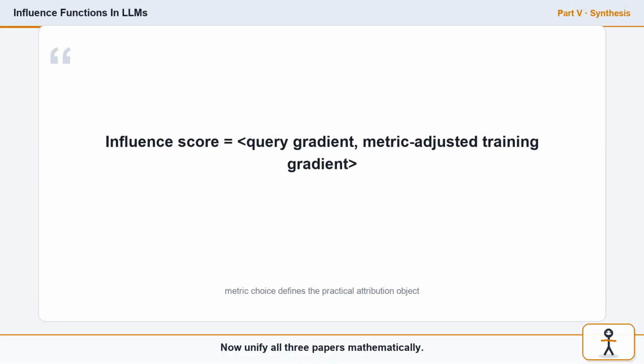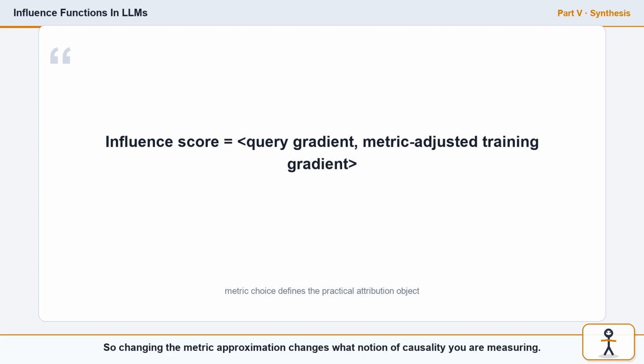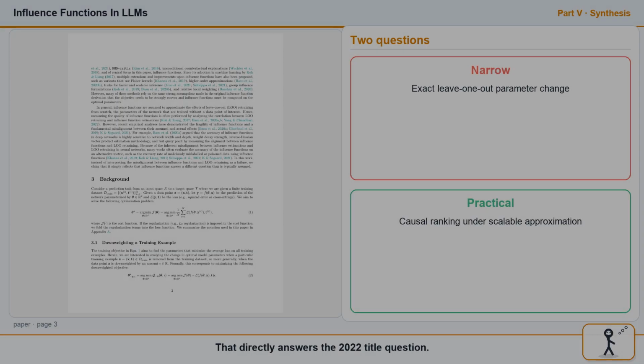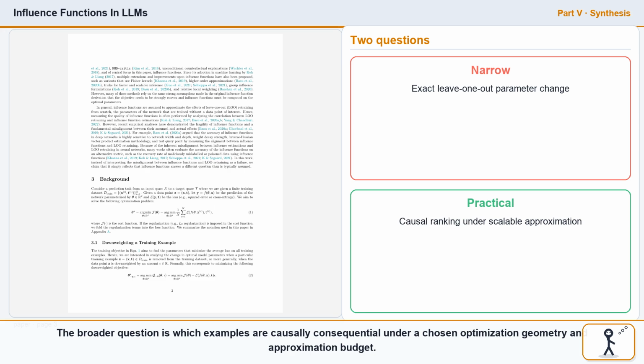Now unify all three papers mathematically. Influence ranking is always a bilinear form between query gradient and training gradient under an approximate inverse curvature metric. So changing the metric approximation changes what notion of causality you are measuring. That directly answers the 2022 title question. If influence functions are the answer, the question is not only leave-one-out retraining. The broader question is which examples are causally consequential under a chosen optimization geometry and approximation budget.